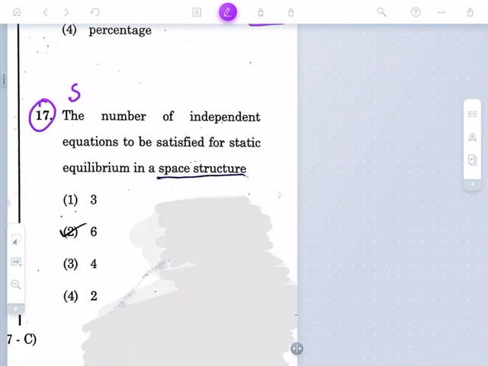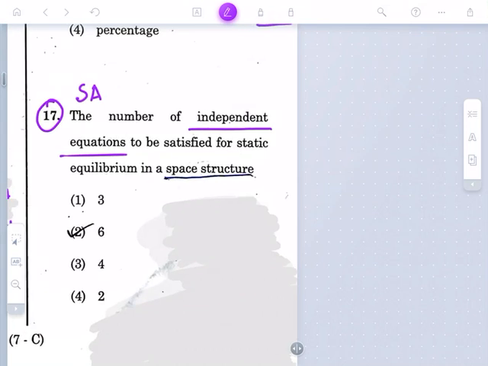Most important basic structural analysis question and most beautiful question. Sometimes if you are not familiar with the concept, you will get confused. I will tell you how you are going to get confused. They're asking the number of independent equations to be satisfied for static equilibrium in case of a space structure. This is the trap point. What is a space structure? I will just tell you.